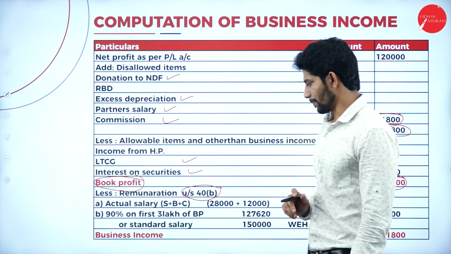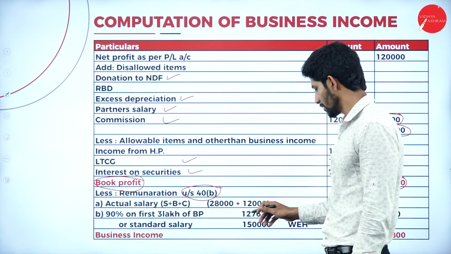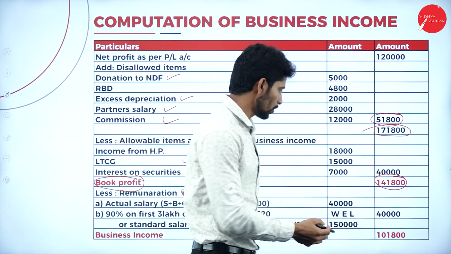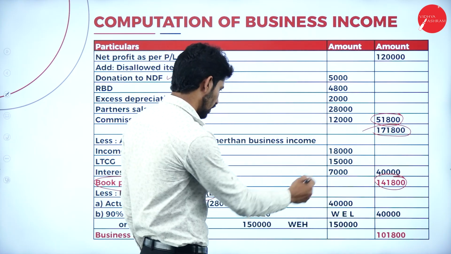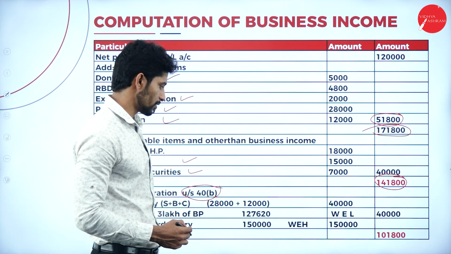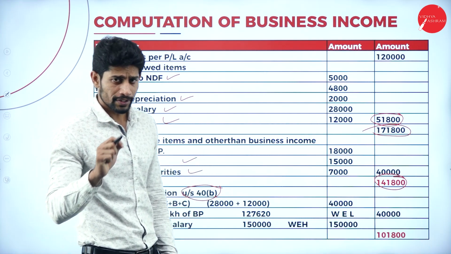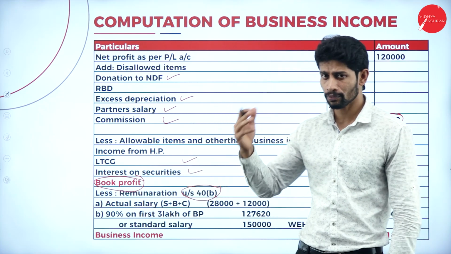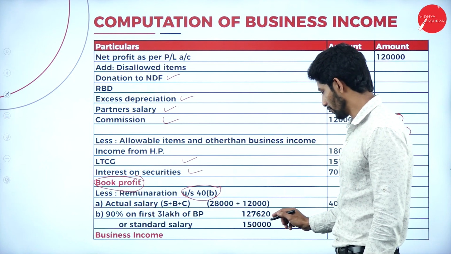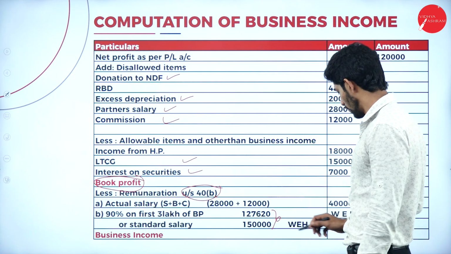Next, B, 90% of first 3 lakh of book profit. What is the book profit we have? 1,41,800. So 1,41,800 into 90%, you will get 1,27,620. Here the book profit is not more than 3 lakh rupees, so we are supposed to compare it with the standard salary of 1,50,000. In these two, whichever is high, that is 1,50,000, take it to the inner column.